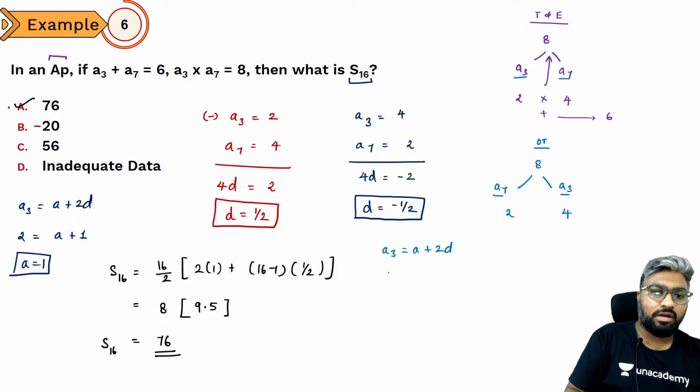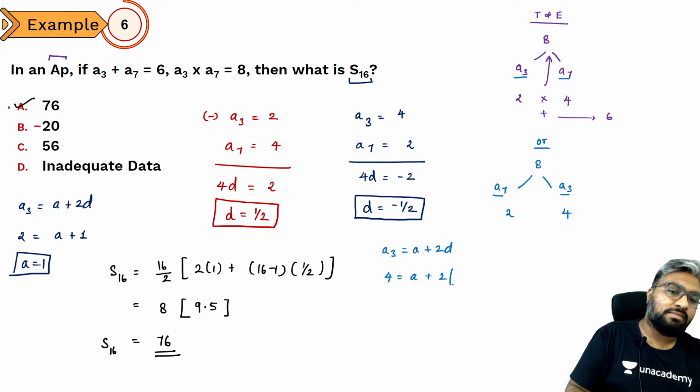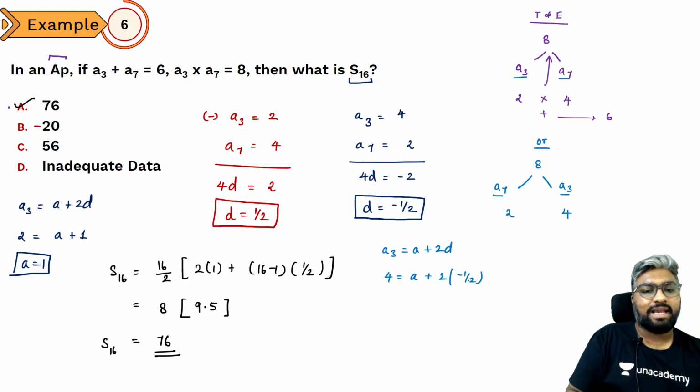a3 क्या है? 4, supposed to be a plus 2 times d क्या है? Minus 1 by 2. So what are you getting? This is minus 1. Yes, minus 1 इधर गया. a is equal to 5.